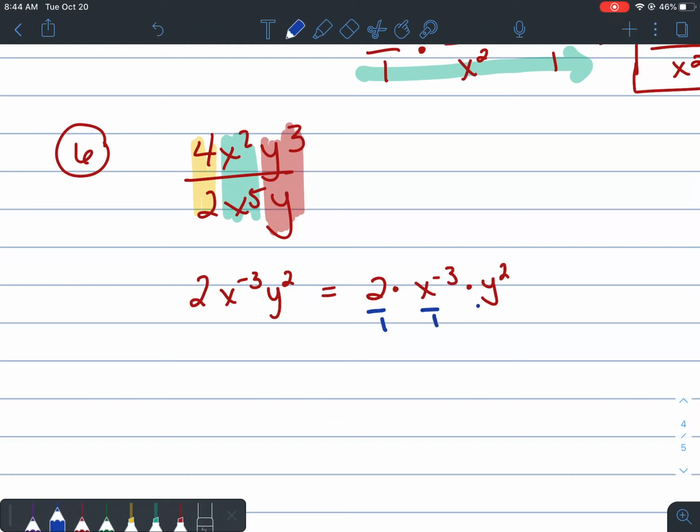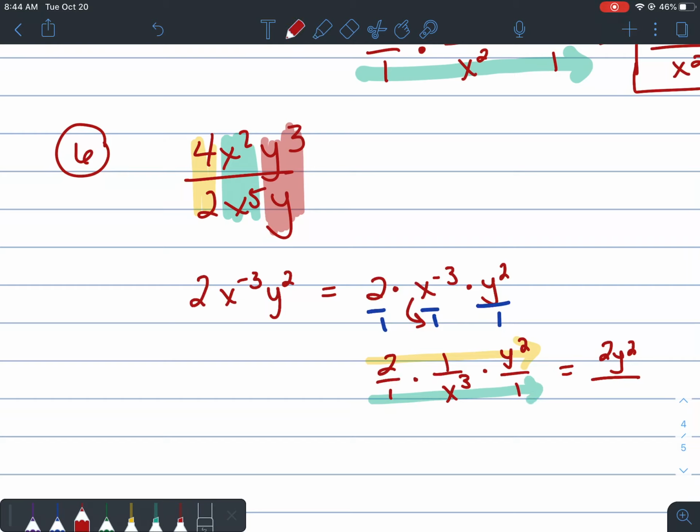As we've done before, we're going to break it up, write it as fractions. 2 over 1 just remains 2 over 1. X to the negative 3 over 1 changes because of our negative exponent rule. We move it to the denominator and lose that negative. And now we're left with y squared all over 1. Multiply our fractions. 2 times 1 times y squared is 2y squared. And in our denominator, 1 times x cubed times 1 is x cubed.